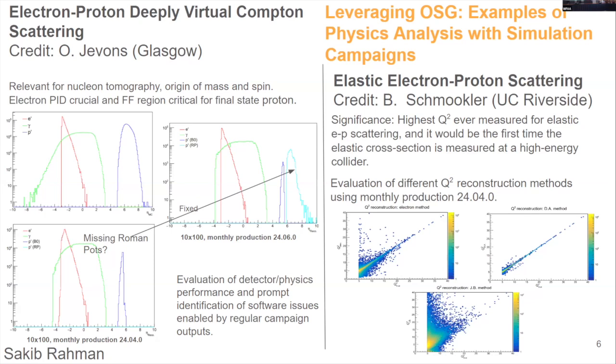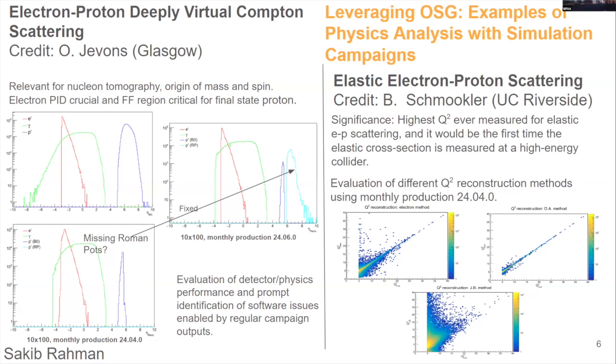and we are back in business the next month. So it's really useful for us to have this fast turnaround where we can evaluate the performance of our detector in physics and also promptly identify any software issues that happen in one campaign, and then change it and have it corrected in the next one.